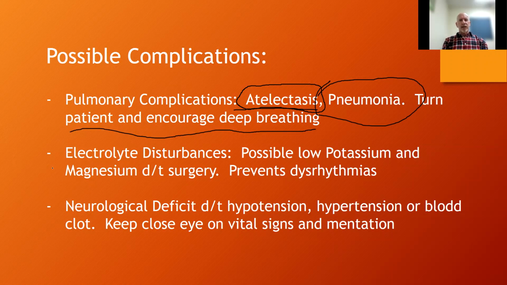Electrolyte disturbances, keep an eye on their potassium and magnesium. For some reason, after open heart surgery, it adversely affects the potassium and magnesium levels in the blood. Now, potassium, I can understand because it's part of the cardiac pump. I'm not so sure why magnesium, but if either of these levels get out of whack, you can get dysrhythmia. So if you get a potassium up around 7, you can actually go into VTAC, which is the same symptom as you get for a heart attack. So keep a close eye on that potassium.